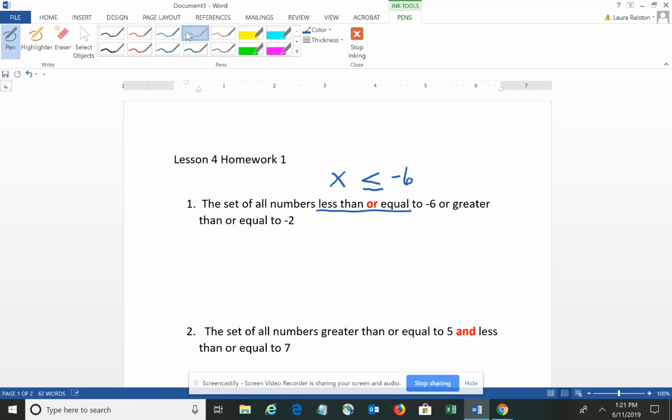And then they have the key word here, or. You want a number that is greater than or equal to -2. Greater than is the V that points to the right, and then or equal, again, you have half of the equal sign, to -2. So you have some number that is greater than or equal to -2. Okay, so if we think about what this would look like on a number line, I'm going to rough sketch it here.